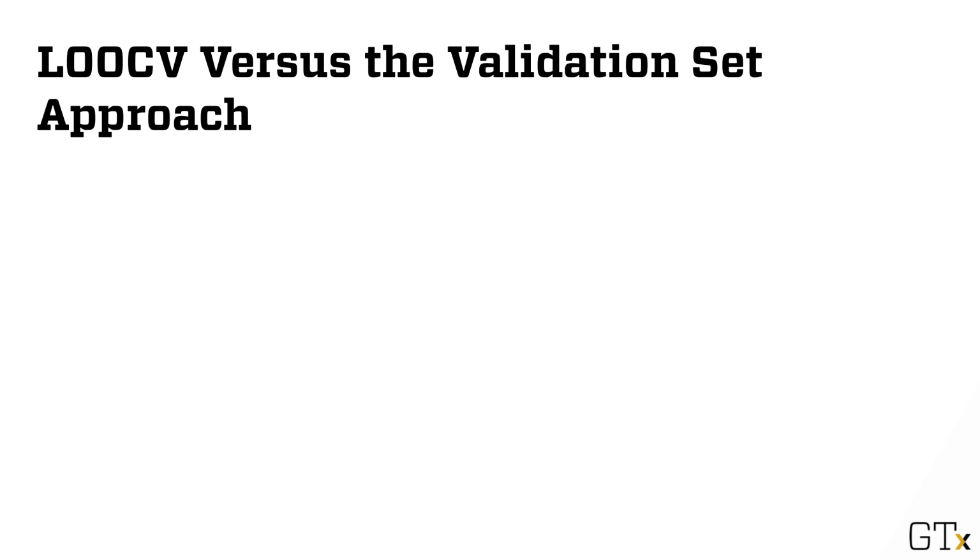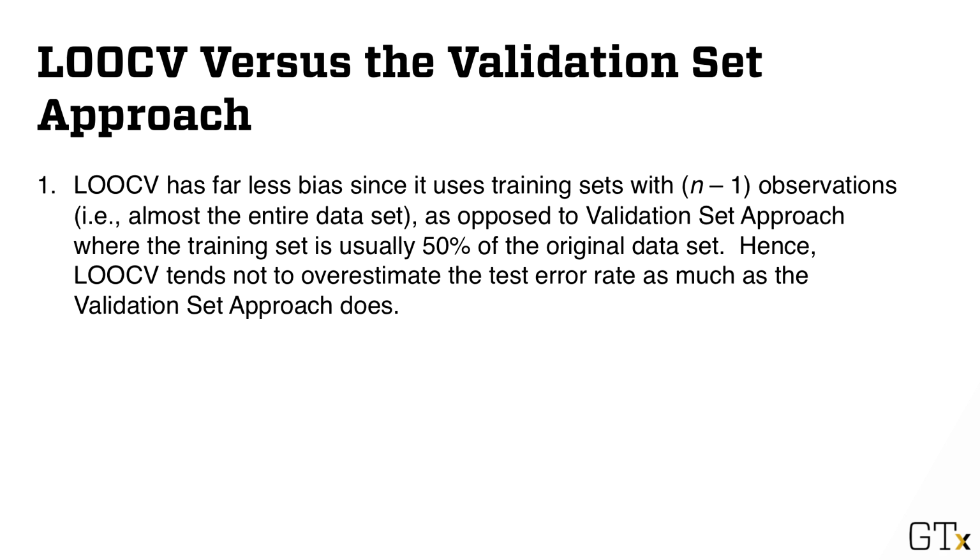When you compare LOOCV versus the validation set approach, LOOCV has far less bias since it uses training sets with n-1 observations, that is almost the entire data set, as opposed to the validation set approach where the training set is usually 50% of the original data set. Hence, LOOCV tends not to overestimate the test error rate as much as the validation set approach does.